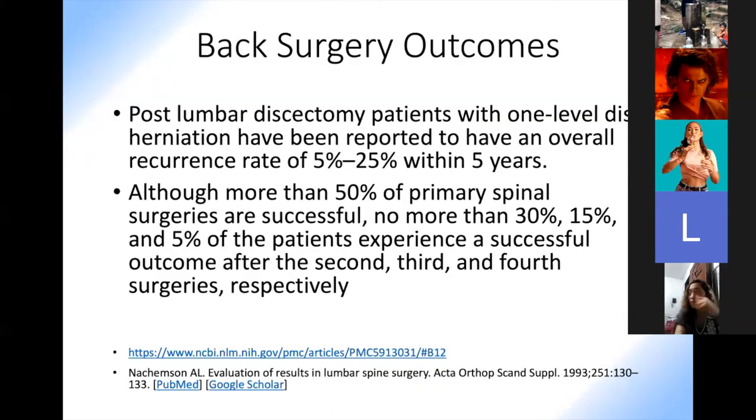So we talk about back surgery outcomes, right? There are two types of surgery. We either get a discectomy or a fusion. Those are the two most popular ones. Now, a discectomy is where they just cut out the portion of the disc that's putting pressure on the nerve, and you get instant relief because you have no more pressure on the nerve. But you still have the problem that caused that disc to wear out and herniate. And you get a recurrence rate of about 5 to 25% within 5 years. Okay. And then with a spinal fusion, about 50% is successful. And that number goes way down if you need a second surgery, down to only 30% success rate, then 15% for a third surgery, and only down to 5% if you had a fourth surgery.